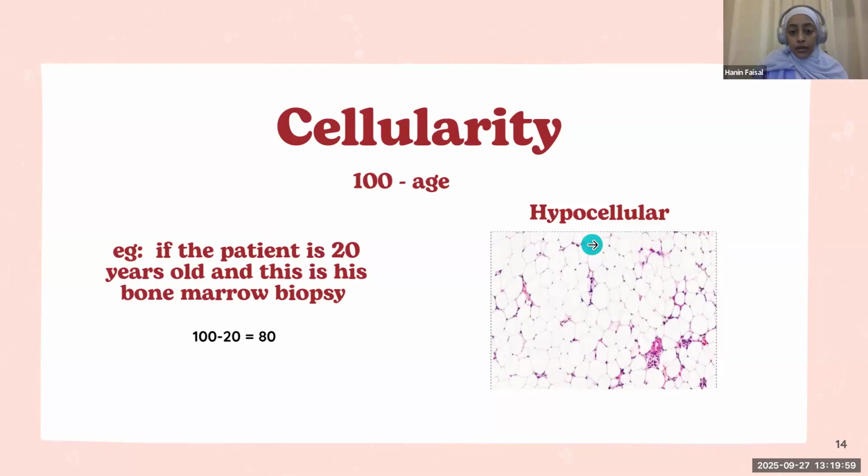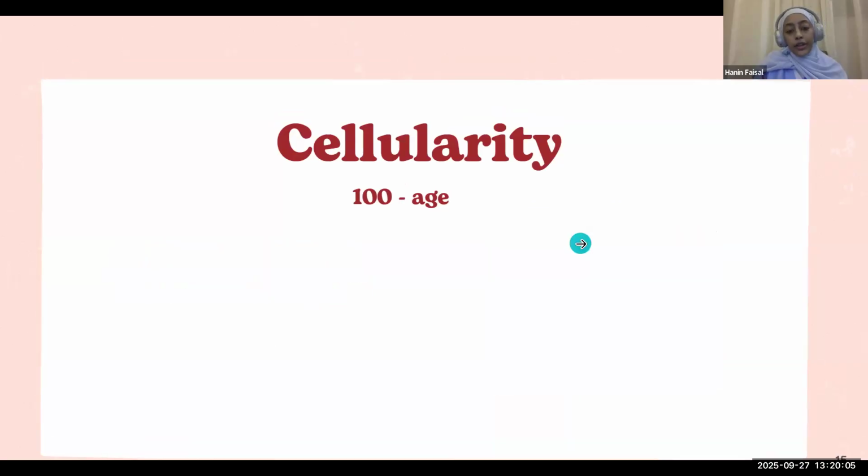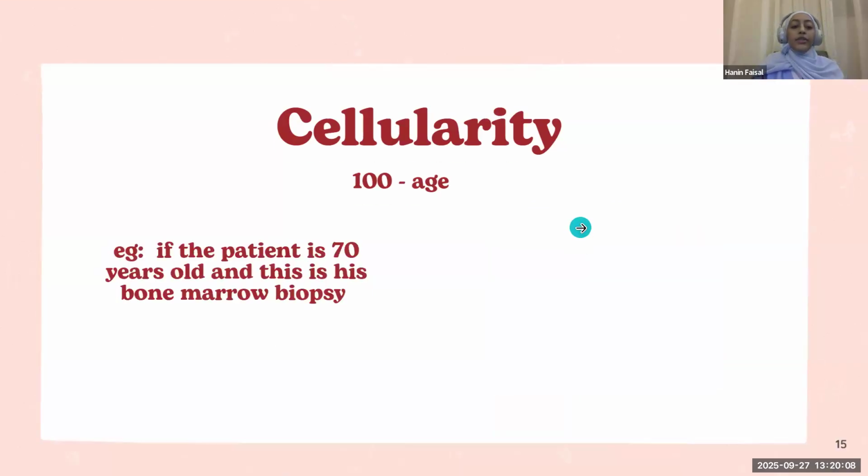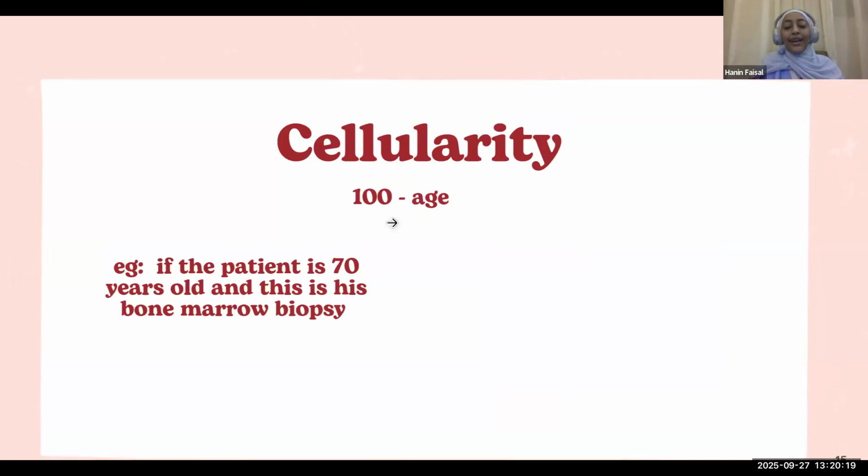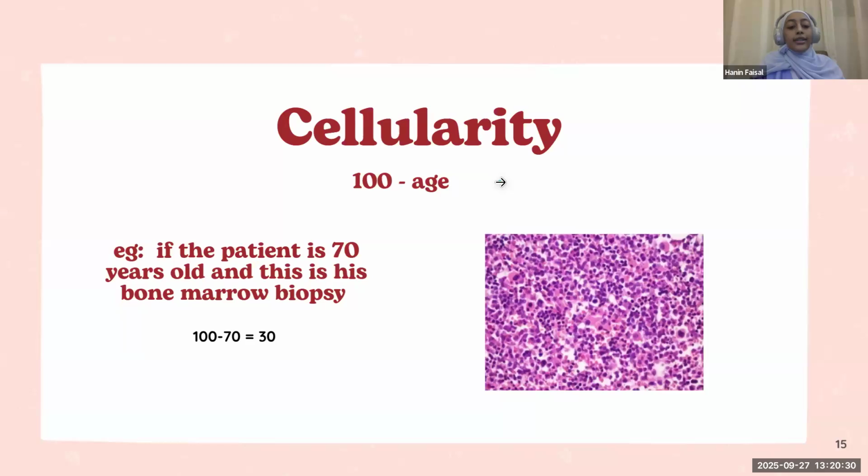Now let's go for another example. 100 minus another age. Let's say, for example, a patient is 70 years old, and you do 100 minus 70. I get that some people are asking, what if he is 100 years old? I remember Dr. Rehan said that you don't have to worry about this, but you just know that he's going to have really low cellularity. 100 minus 70 is 30, yes, as you guys said. Does this look like 30 for you? Is it hypo or hyper? It's hypercellular, exactly.